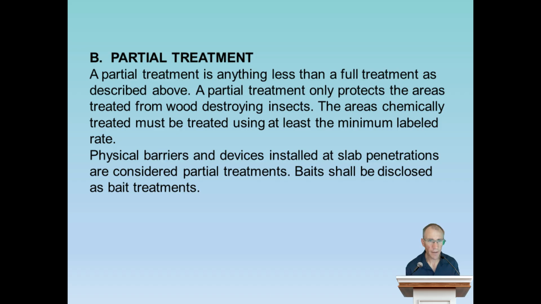A partial treatment only protects the areas treated from wood-destroying insects. The areas chemically treated must be treated using at least the minimum labeled rate. Physical barriers and devices installed at slab penetrations are considered partial treatments. Baits shall be disclosed as bait treatments.